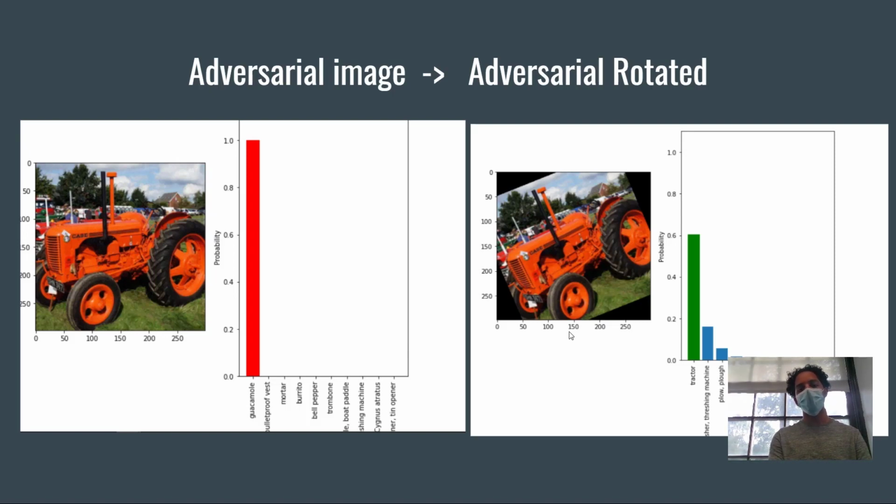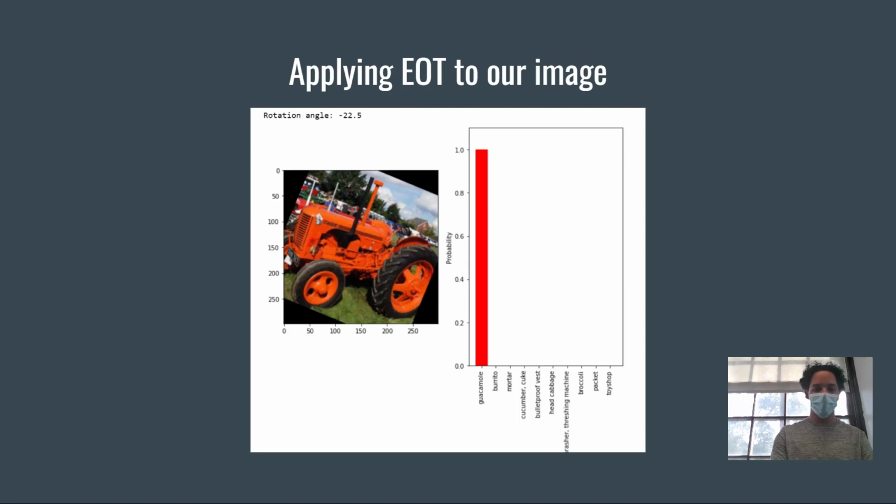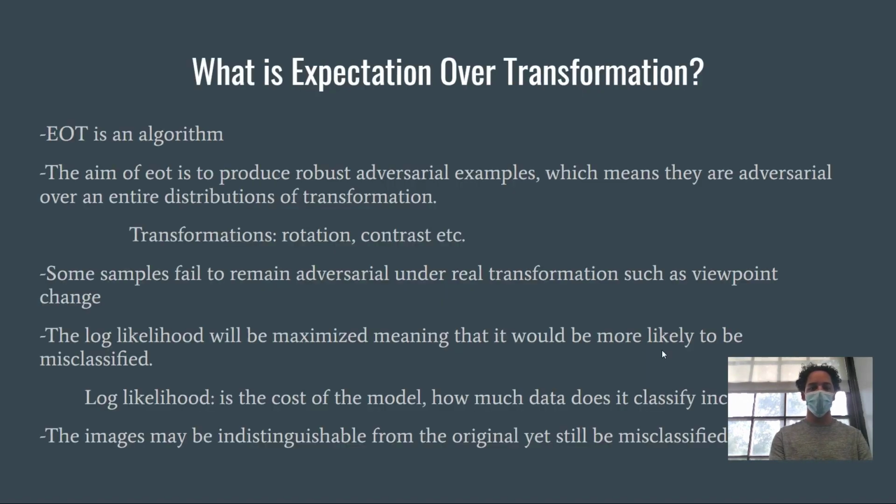So what happens here is that even when we rotate this adversarial image, or evil image, it's going to be classified correctly. It's going to be a tractor, but we still want it to be guacamole. So we're trying to strengthen the evil side, essentially. And then if you apply the EOT to our image, what happens is that when you rotate it, it's still classified as a guacamole. So essentially, EOT is an algorithm.